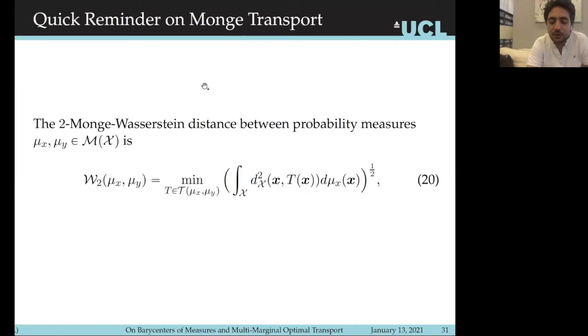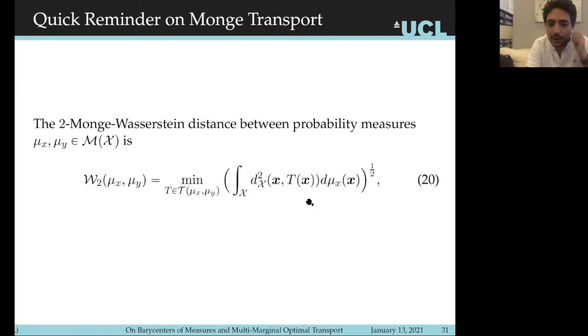I'm going to jump into another problem, which is the problem of multi-marginal optimal transport. So I'll just give a quick reminder of what Monge transport is. We discussed this earlier, but basically again, we're trying to find a deterministic map T from a measure mu x to a measure mu y, which is going to transport all the mass from mu x to mu y, and which minimizes a cost of transport. That's basically the expected squared distance between samples x from the first measure and T of x, which is mapping x towards mu y.